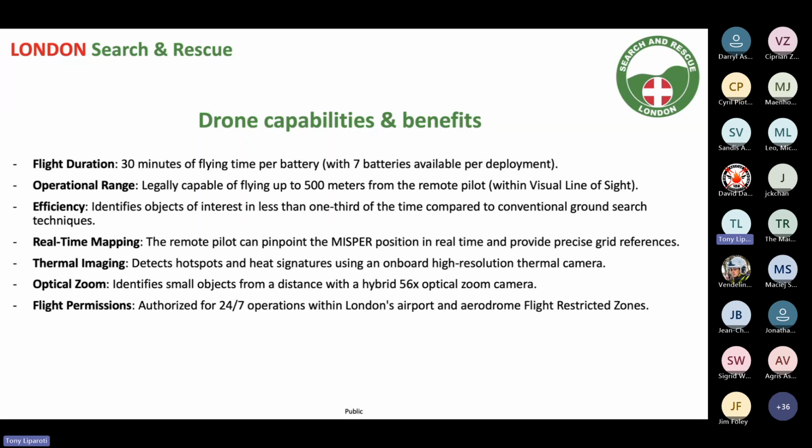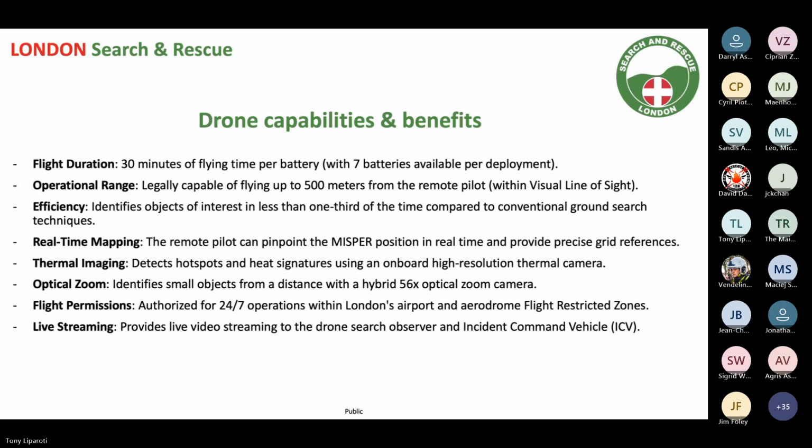Flight permission, this is something that I'm very proud of. You can imagine London is a city, the busiest airspace in the United Kingdom. So there are a number of airports around London, and there are a number of flight restriction zones. Live streaming, we provide live streaming directly from the drone to the incident command vehicle, and I have a slide that will explain a little bit more about that.